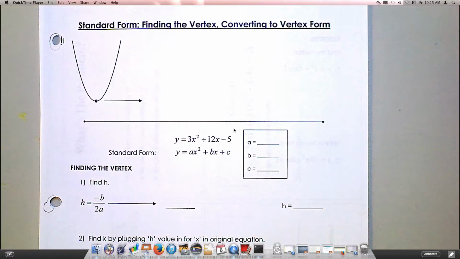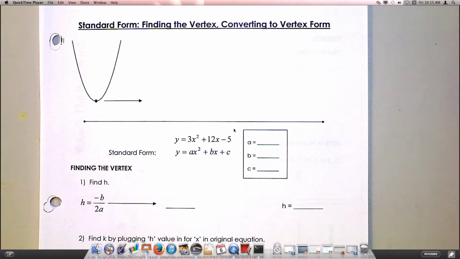Today we're going backwards. So we went from vertex form to standard form, and we did that just by simplifying. Now we're going from standard form back to vertex form, and that does require a little formula. Okay? And I'll show you how that works.